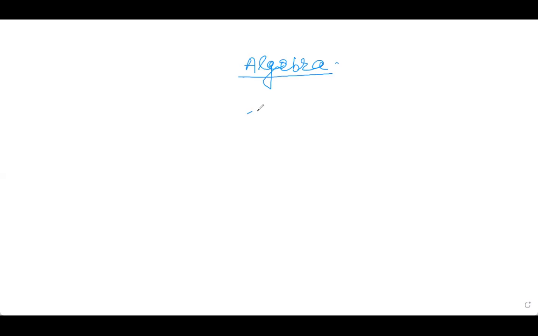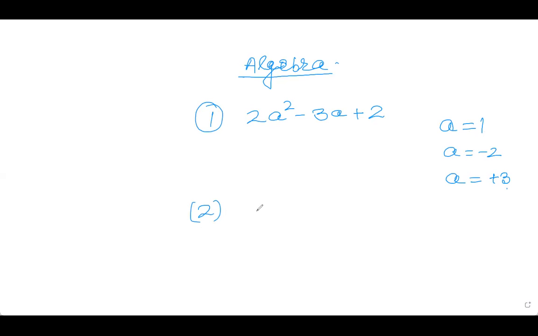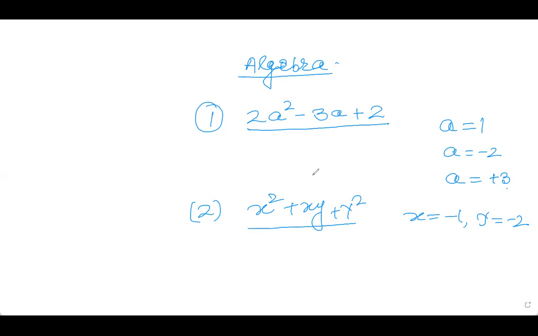What happens? Sometimes some expression is given to you, 2a square minus 3 plus 2, and they say a equal to 1 है तो इसकी वैल्यू बताओ, a equal to minus 2 है तो इसकी वैल्यू बताओ. This is called substitution, as I think. Do you think like that? One question is here. I'm just taking questions by myself only. Suppose this is x square plus xy plus y square, and then they give you x equal to minus 1 and y equal to minus 2. Find the value of this. So how will you do it?